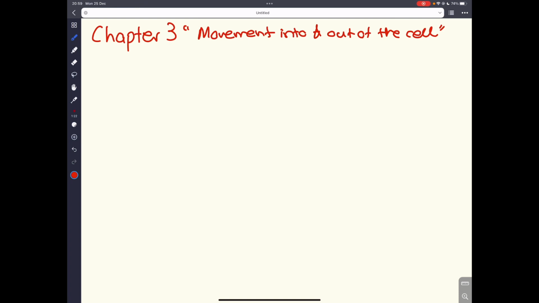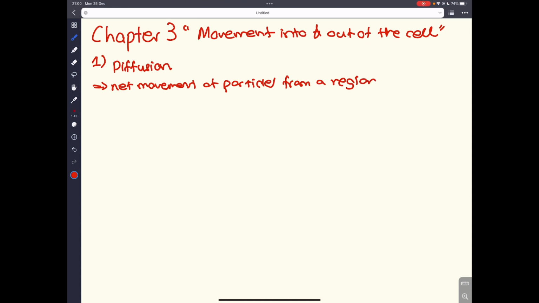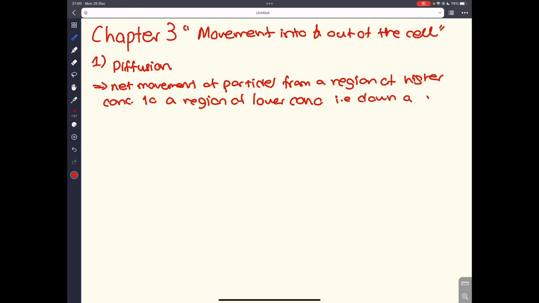So the first thing that we're going to talk about is diffusion. Now remember, diffusion is basically the net movement of particles from a region of higher concentration to a region of lower concentration, i.e. down a concentration gradient.